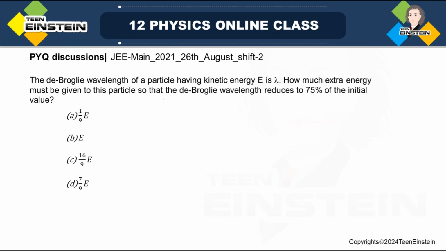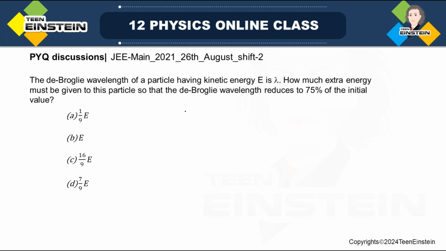All right, now, the de Broglie wavelength of a particle having kinetic energy E is equal to lambda. How much extra energy must be given to the particle so that the de Broglie wavelength reduces to 75% of the initial value?